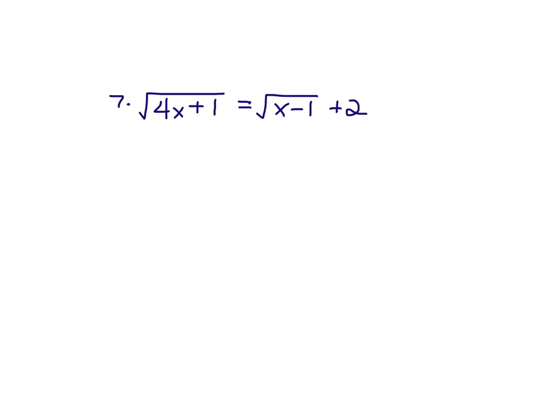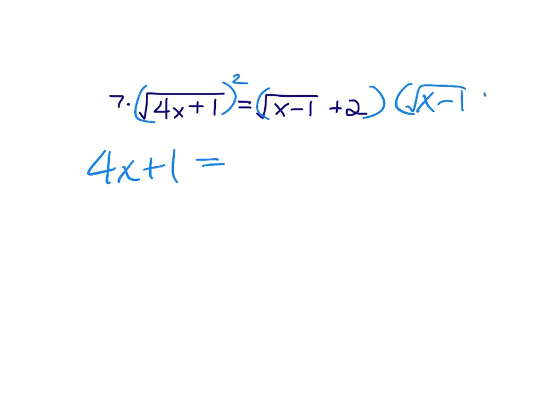So again, isolate one of the radicals. It's already isolated, so we're going to square both sides. So 4x plus 1 comes out. I need to FOIL this thing, so I'm going to write it 2 times and FOIL it. So x minus 1 comes out.